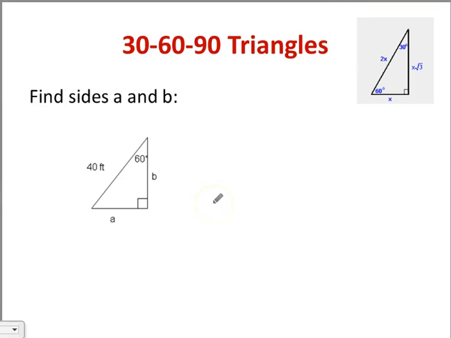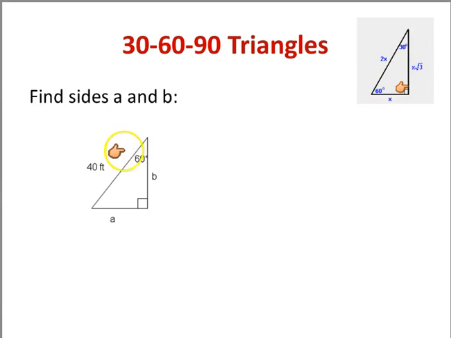Some quick review on 30, 60, 90 triangle patterns. This will also be on the unit test. So let's review. Up here in the corner are the patterns that we get. Over here are the patterns that we get. Make sure that when you are looking at your problem that you know which angle or which side lengths are given between what two angle measurements so that you're good to go there.